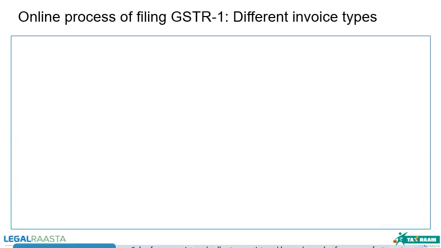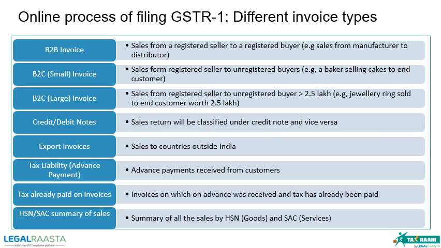There are a lot of invoice types in the filing of GSTR 1, namely B2B invoice, that is, sales from a business to a business. In B2C, there are two things. B2C large, when the sale exceeds 2.5 lakhs. B2C small, when the sale is less than 2.5 lakh.